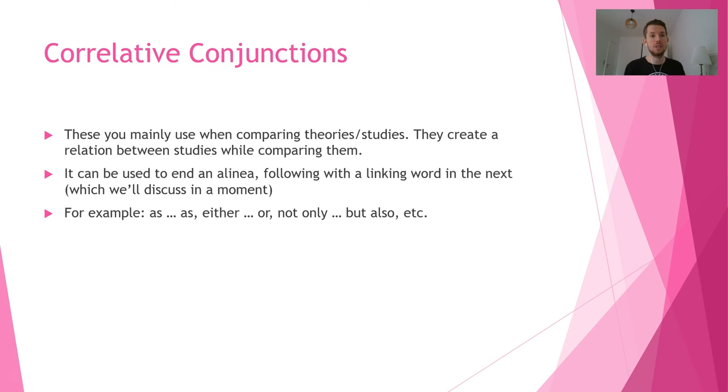Also with correlative conjunctions, this is what you really use when you describe connections to each other. For example, as, as, or either, or, not only but also.